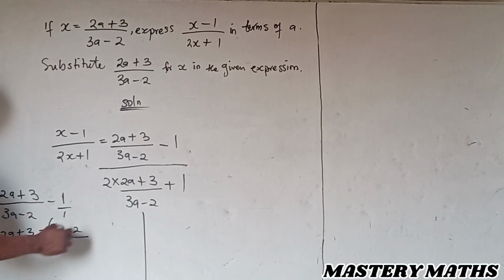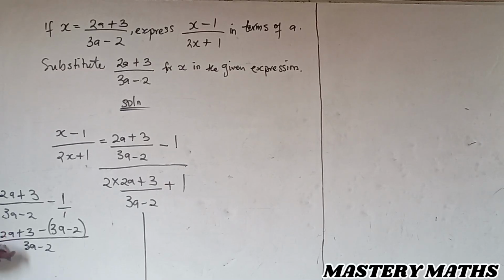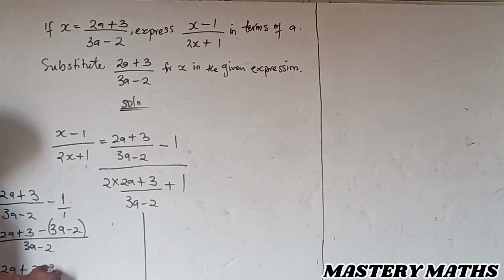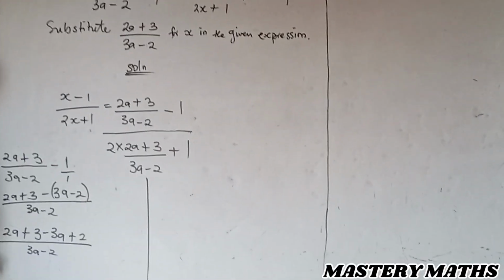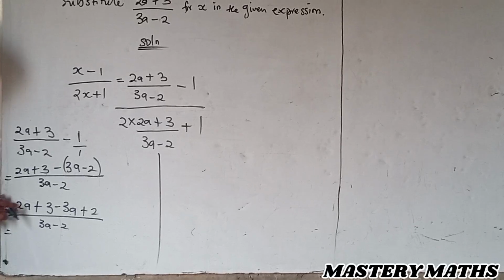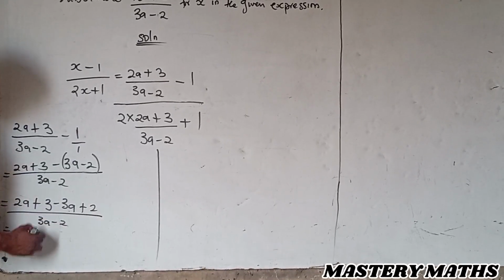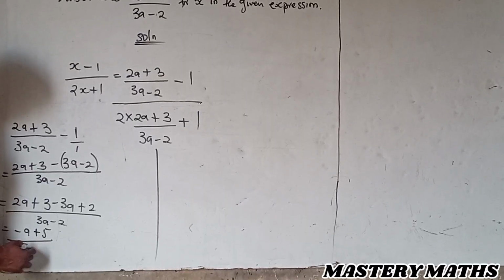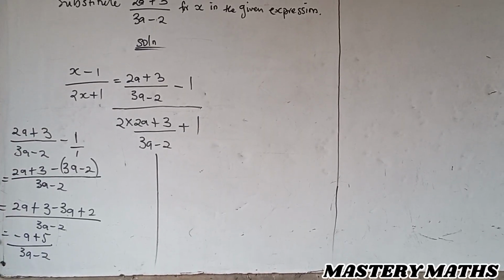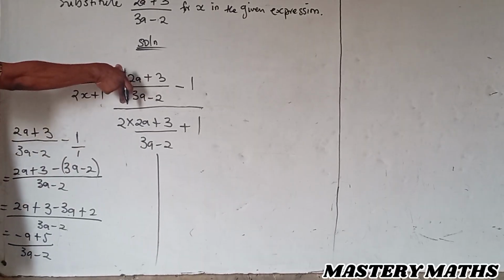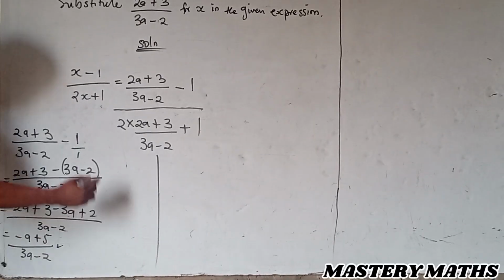Let me see it now, and this should be in a bracket. Now let's solve this. It will now be 2a + 3 − (3a − 2), over 3a − 2. Minus times minus is plus 2. Now we're going to do this to get the final one. 2a − 3a will give us minus a. Plus 3 plus 2 gives us plus 5, over 3a − 2. This is for the numerator.